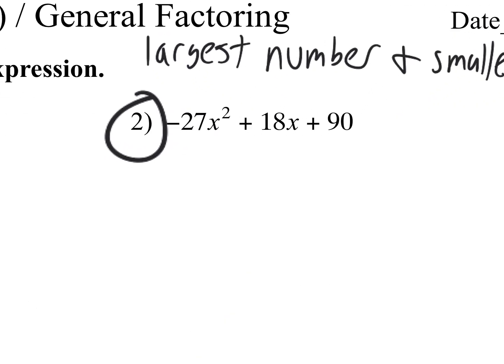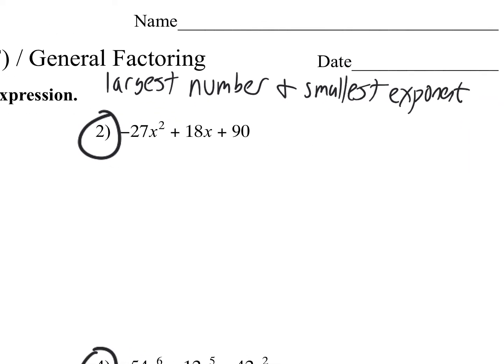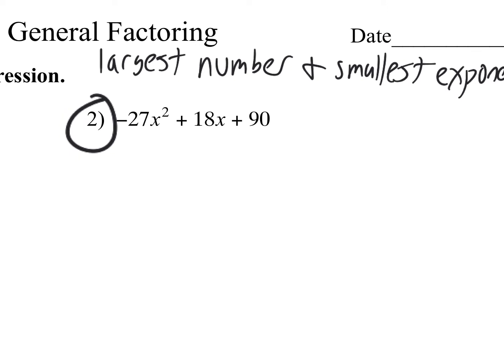So the first one, we're going to do number 2 first, all right? It says negative 27x squared plus 18x plus 90. We want the largest number that goes into all three of these numbers. What's the biggest number that goes into 27, 18, and 90? Well, that's a little tricky, but the answer should be 9, okay? 9 goes into all three of those, all right?